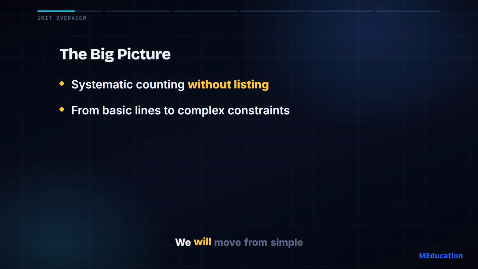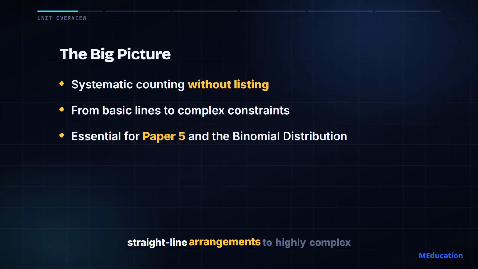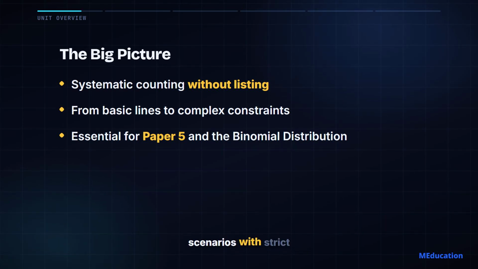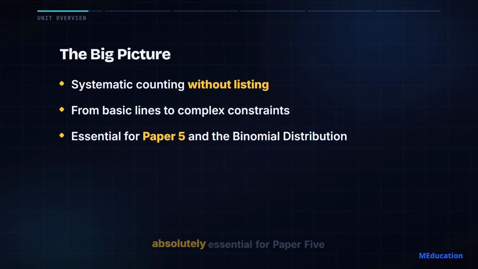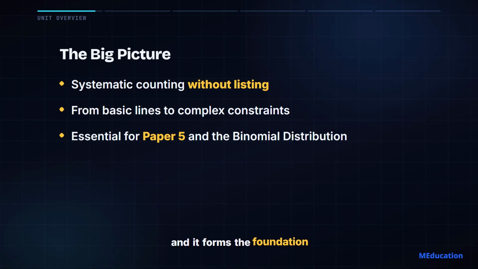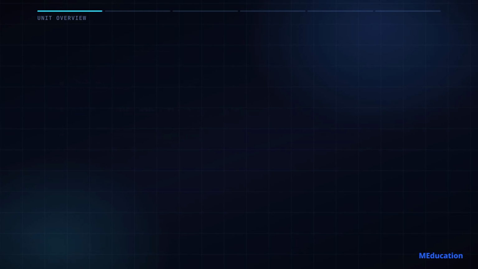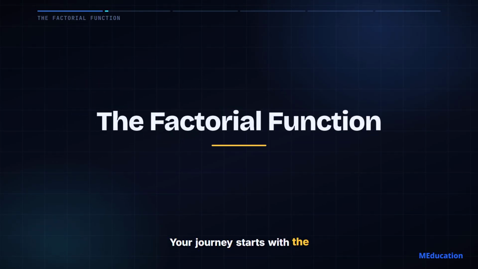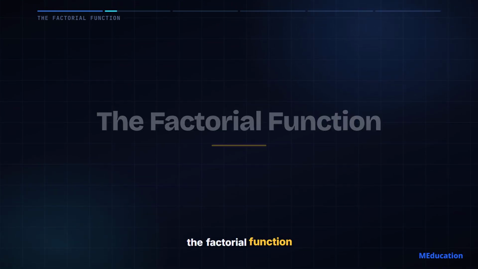We will move from simple straight-line arrangements to highly complex scenarios with strict real-world constraints. Mastering this combinatorial logic is absolutely essential for Paper 5, and it forms the foundation you will need for the binomial distribution later on. Your journey starts with the mathematical engine of all counting, the factorial function.